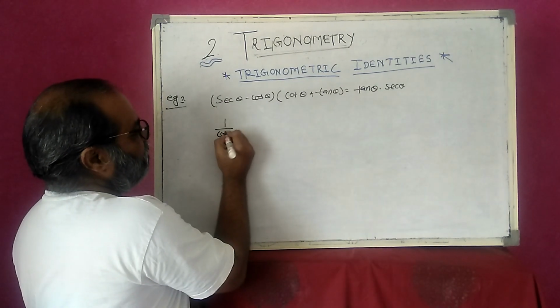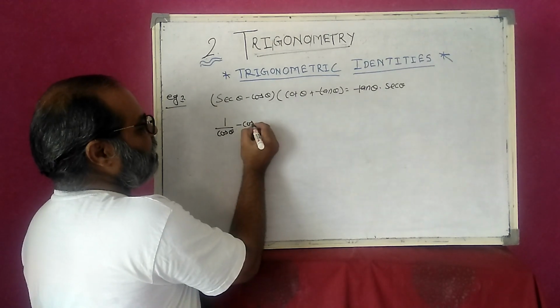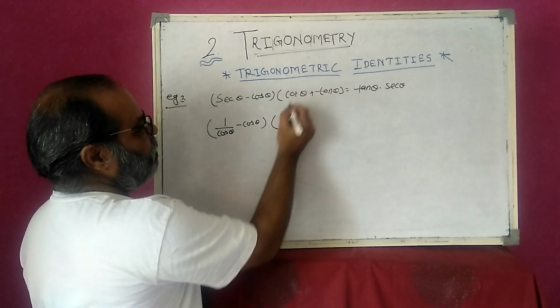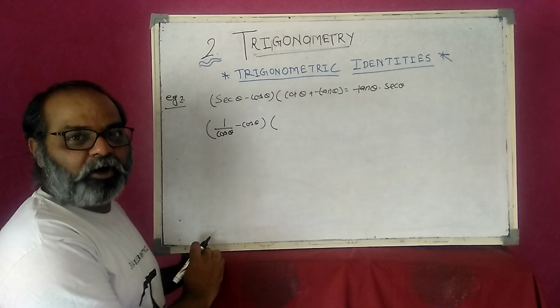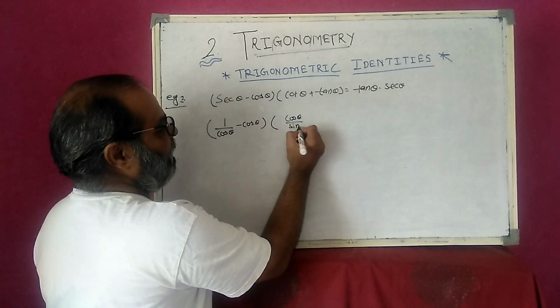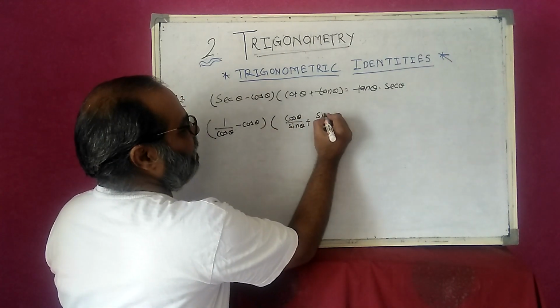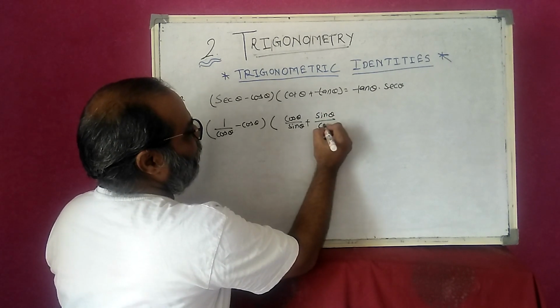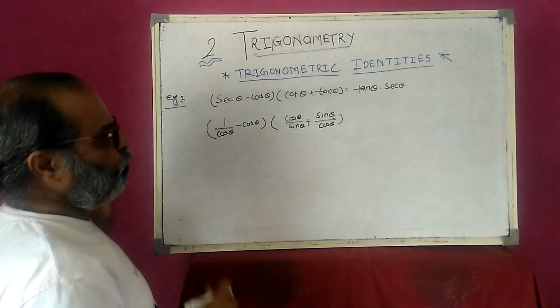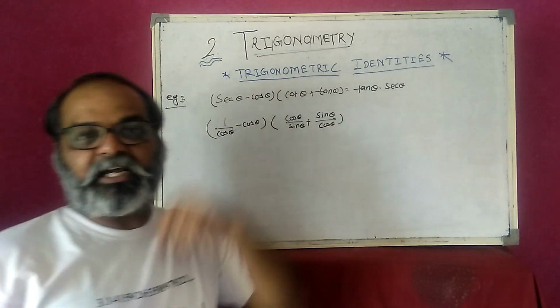Now, what is sec theta? Sec is the inverse of cos. So it is 1 by cos minus cos theta, in one bracket. Then I apply cot theta in the form of sin and cos, which is cos theta upon sin theta, plus tan theta in the form of sin and cos, which is sin theta upon cos theta. I just use the left hand side and the value should be equal to the right hand side. Okay, this is my target.